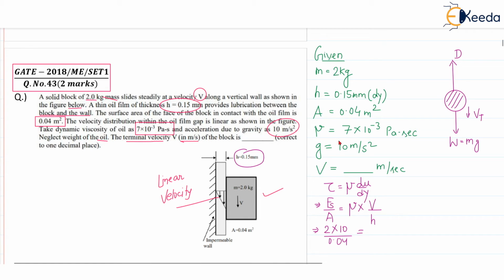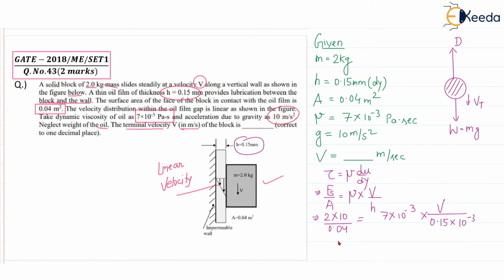Substituting the value of mu, it is 7 into 10 power minus 3, into the velocity that we have to find, divided by the h value, 0.15 into 10 to the power of minus 3. So this is the equation we have to solve. From this equation, the value of v comes out equal to 10.714 meter per second. So this is the final answer. That is the value of the terminal velocity v, 10.714 meter per second.